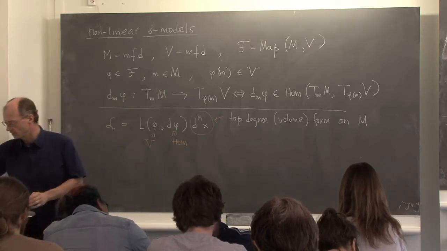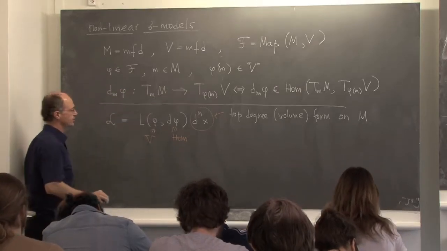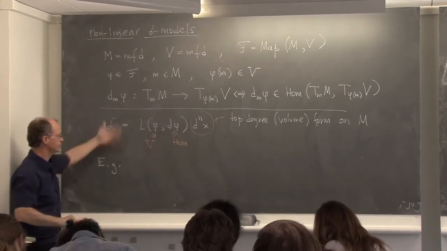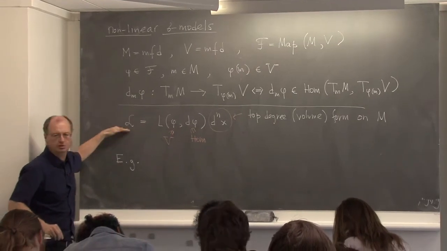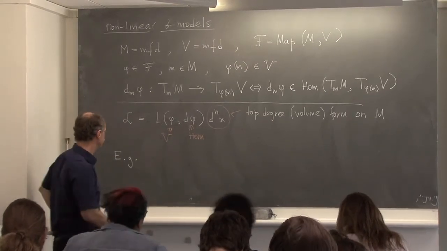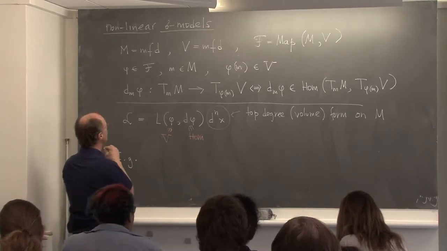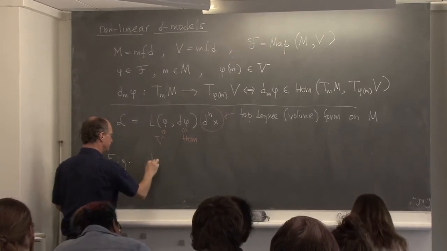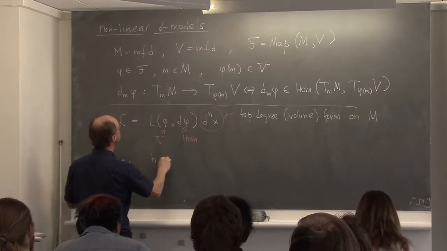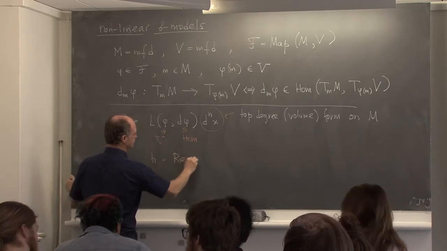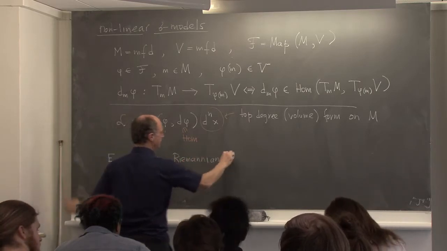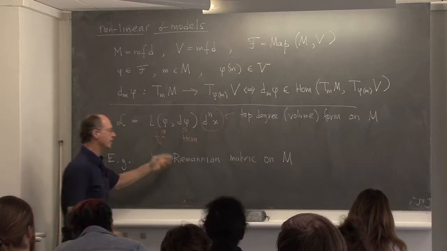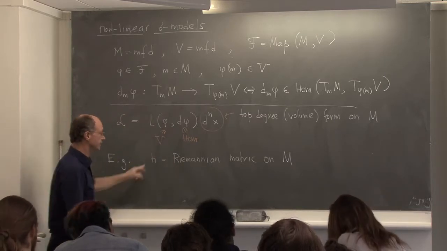Let me give a concrete example of how this may work. I'll give several mechanisms, several constructions, of how you typically build those Lagrangians. One example is as follows. Suppose we have H, a Riemannian metric, or maybe pseudo-Riemannian, but let's say Riemannian to start with, a Riemannian metric on M.